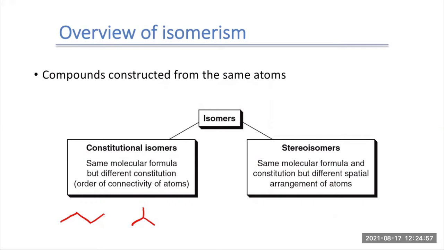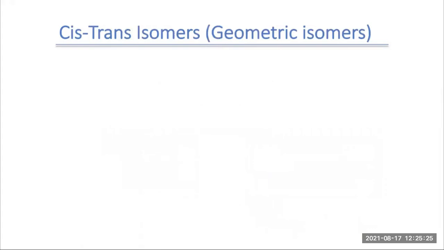We started seeing this when we looked at rings. And remember, when we had our rings, we had our top side of the ring versus the bottom side, where our two groups were either on the same side of the ring or on opposite sides. That would be considered a stereoisomer. So as I just showed you, one of the stereoisomers we've already seen is called the cis-trans isomer or geometric isomer.